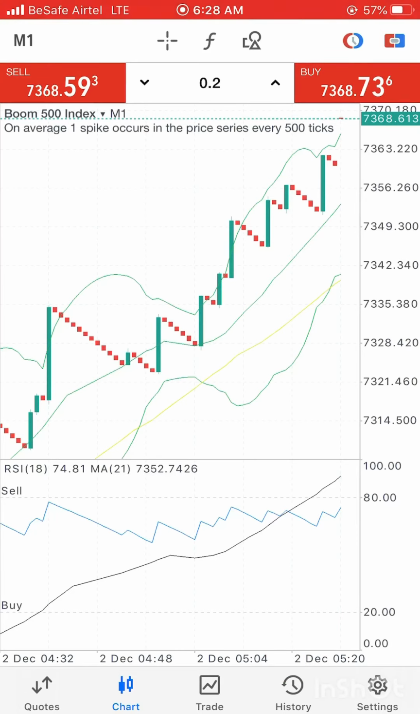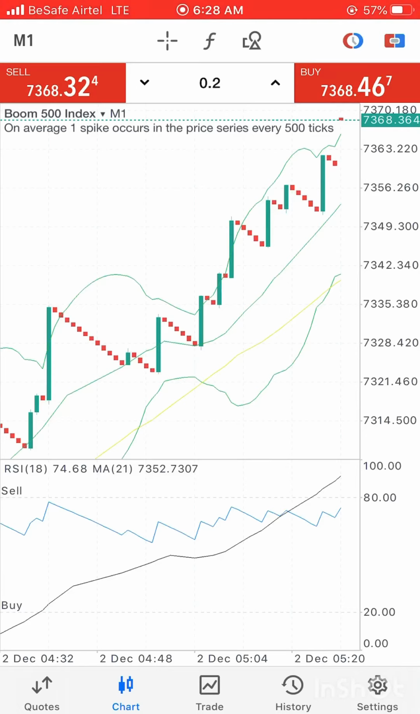Without me wasting much of your time today, I will be showing you an easy strategy that works for both boom and crash. Don't forget, this strategy is only for boom and crash. It has been tested and it's working perfectly fine.